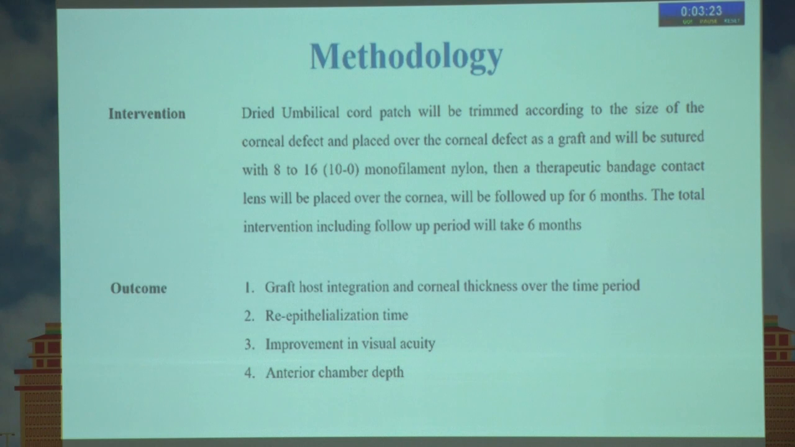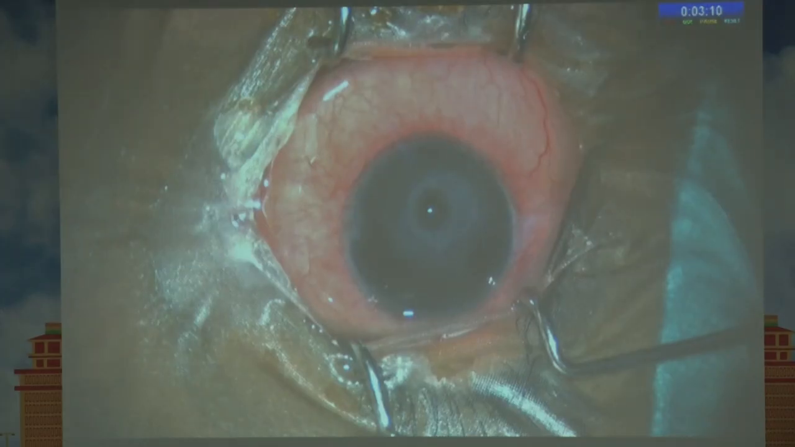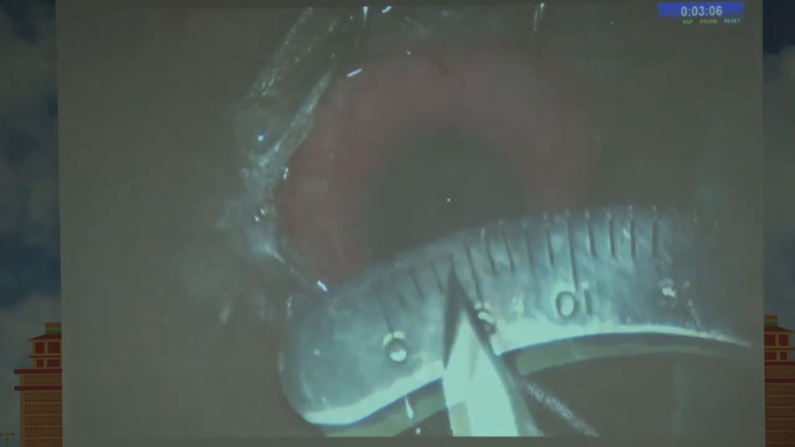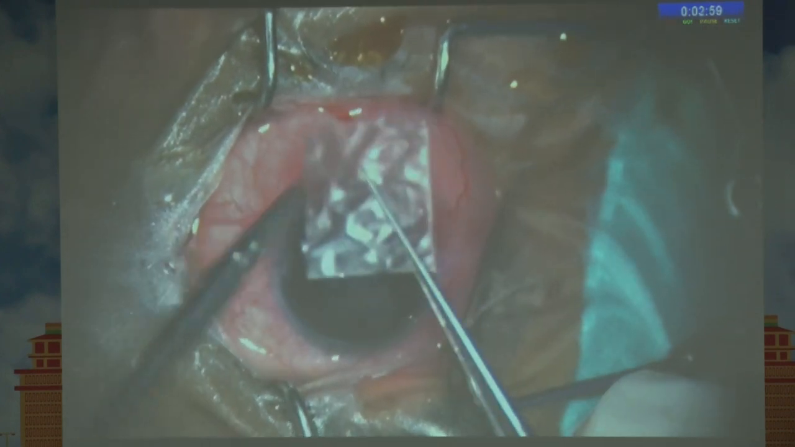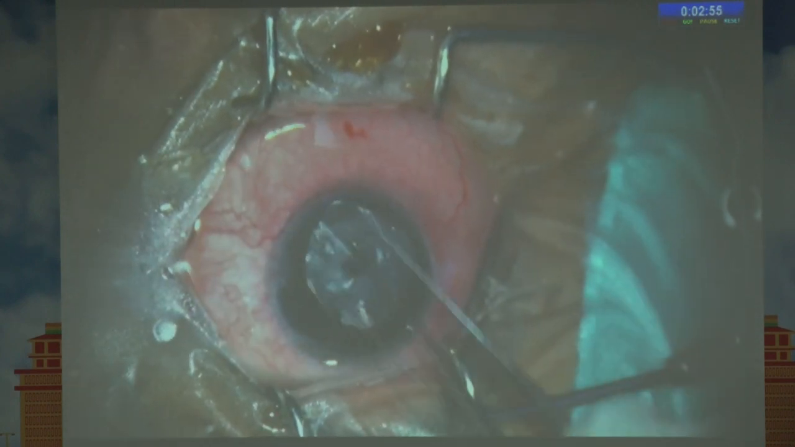As outcomes, graft host integration, corneal thickness over the time period, re-epithelialization time, improvement in visual acuity and anterior chamber depth were taken. As an interventional procedure, first the measurement of the defect was done, and then twice the measurement was cut out from the dried umbilical cord, trimmed in a circular manner, and then placed over the cornea.